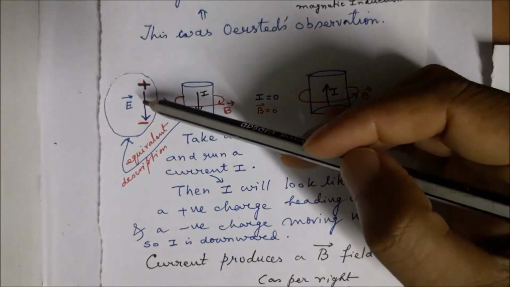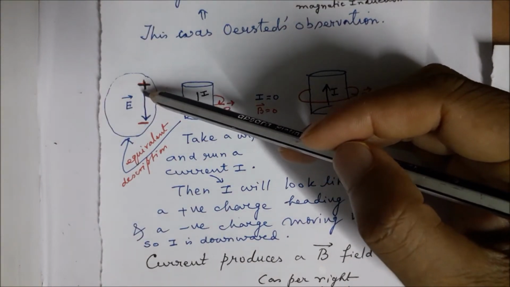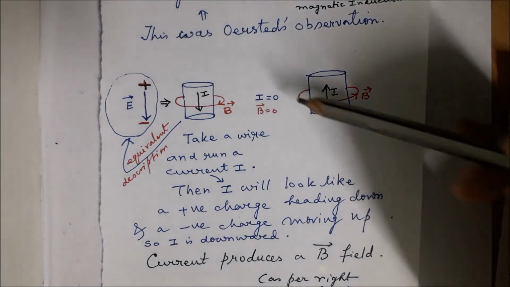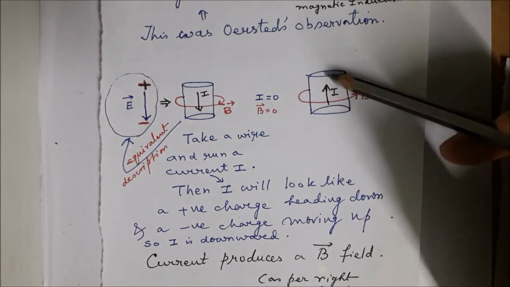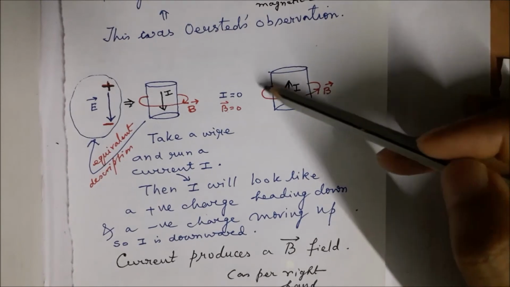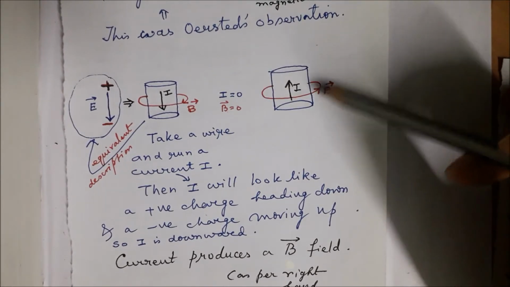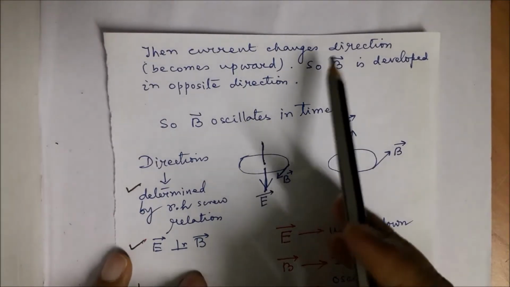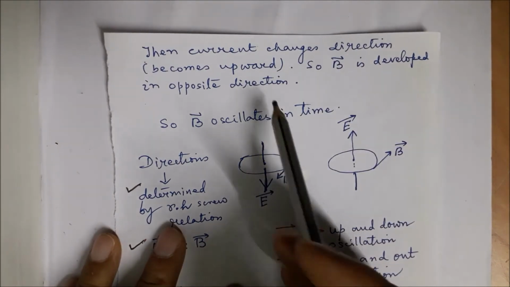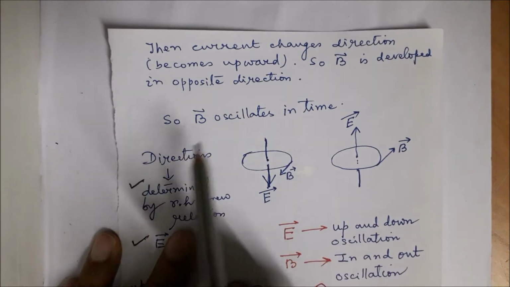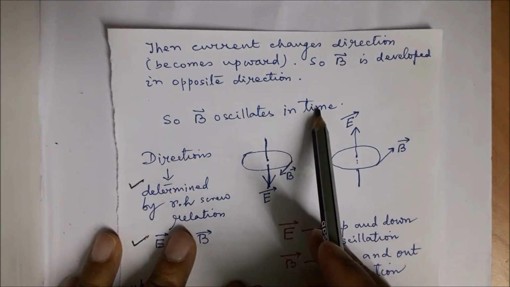Now what happens is plus and minus again starts to move but in opposite direction, and therefore we'll have a current in opposite direction which in turn produces a magnetic induction whose direction is opposite. So current changes direction, becomes upward, and B is developed in the opposite direction. In other words, B oscillates in time.